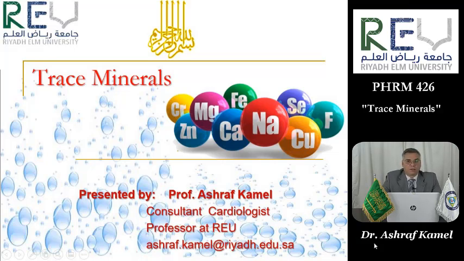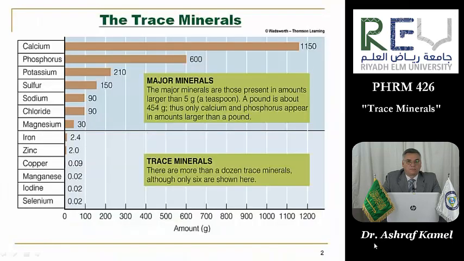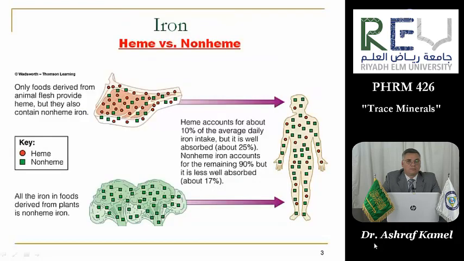Okay, good day everybody. I'm gonna talk about the trace minerals. And by the word trace minerals, we mean those minerals which are present in amounts less than 5 grams. Major minerals are those minerals which are present in the body in amounts larger than 5 grams. So as you can see in this chart, the trace minerals include iron, zinc, copper, manganese, iodine, and selenium.